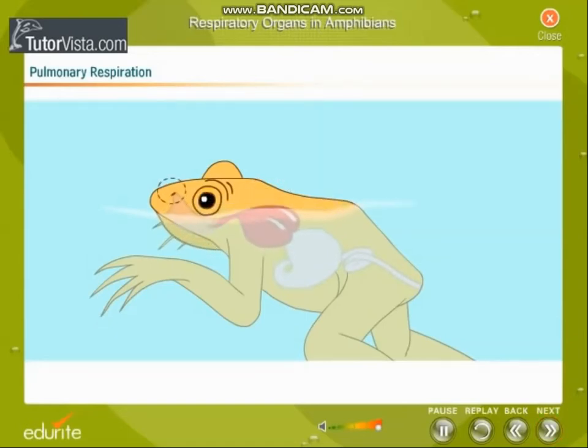Trachea and larynx, or voice apparatus, together form the laryngotracheal chamber. The lungs of each side, joining with the larynx and glottis, open through the nasal aperture. The adult and active living toad respires through pulmonary respiration. The pulmonary respiration is actually external respiration.